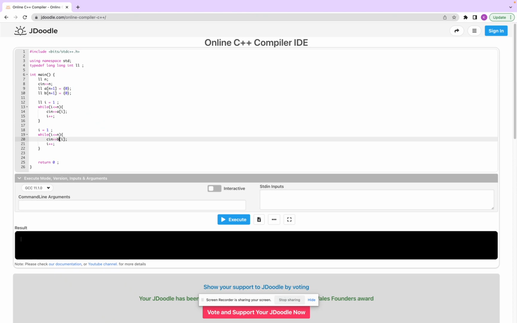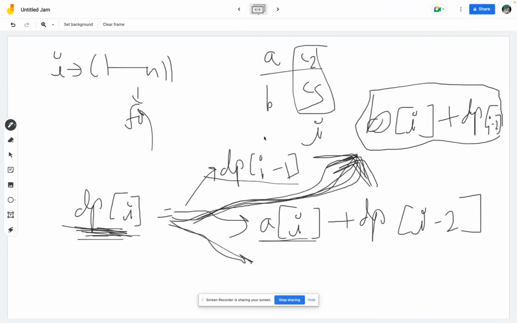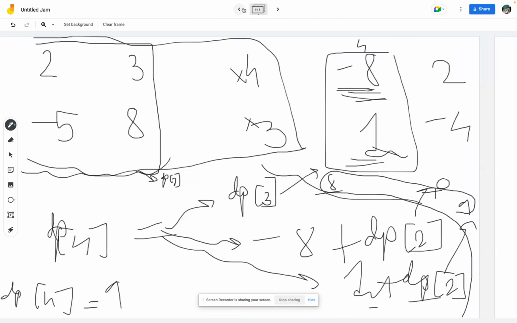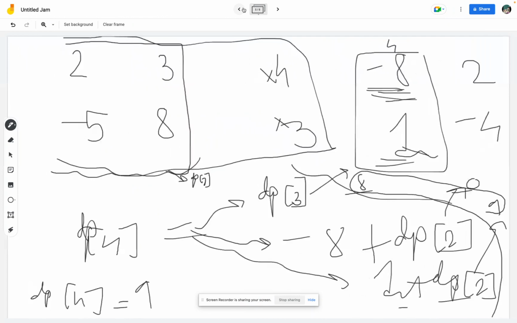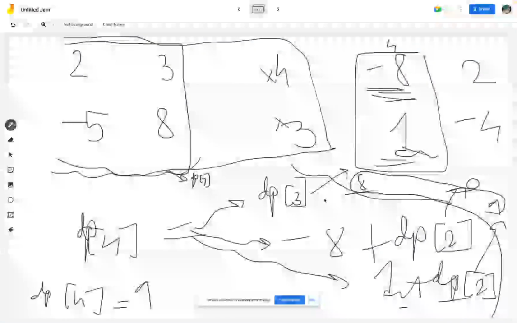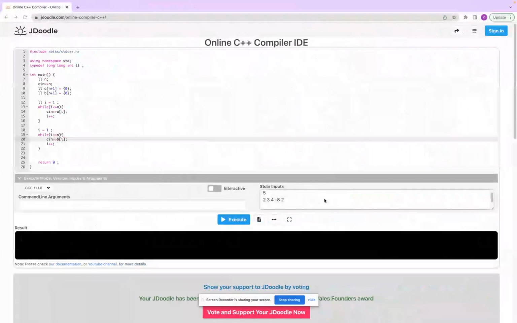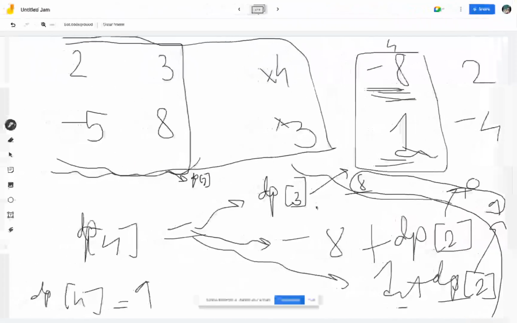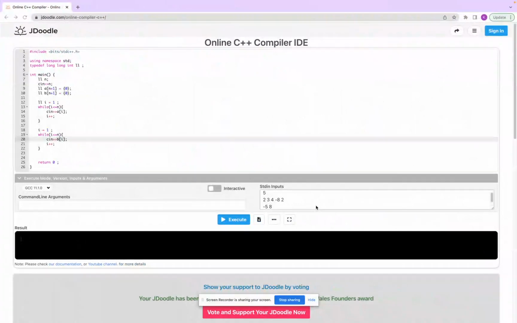Now let me take the input. What was the actual input? 2 3 4 minus 8 and 2, then minus 5 8 3 1 minus 4. So yeah, we have both of them now.